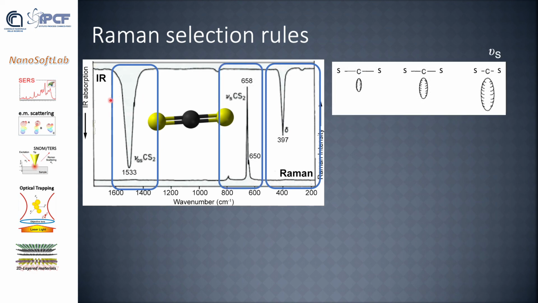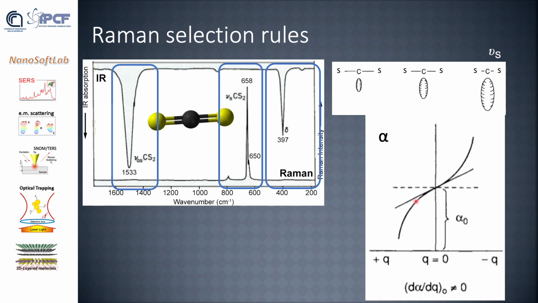Let us consider this mode, that is the symmetric stretching. For the case of the symmetric stretching, we see that the polarizability increases, or at least changes. And this means that the derivative of the polarizability at q equal to 0 is different from 0, and this means that this mode is Raman active, as we see here.